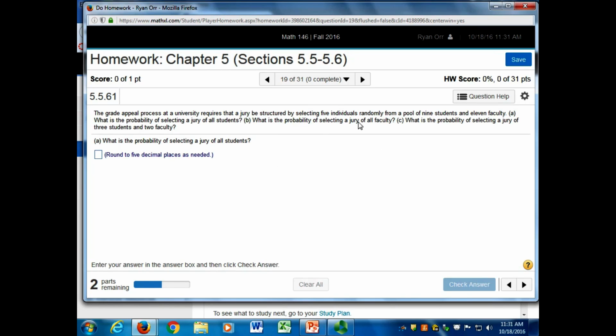So this is going to be a counting problem. And what we're going to do today is we're going to also see some examples where we can use counting strategies for probabilities. So this says that the appeal process requires the jury to be selected from 5 individuals, from 9 students and 11 faculty. So what's the probability of selecting a jury of all students, and what is the probability of selecting a jury of all faculty? And what's the probability of selecting a jury of 3 students and 2 faculty?